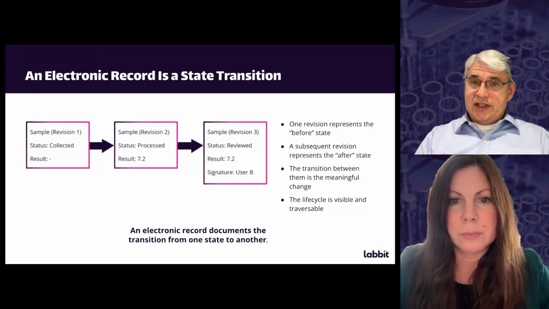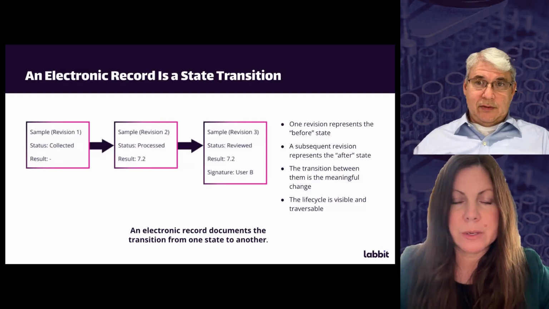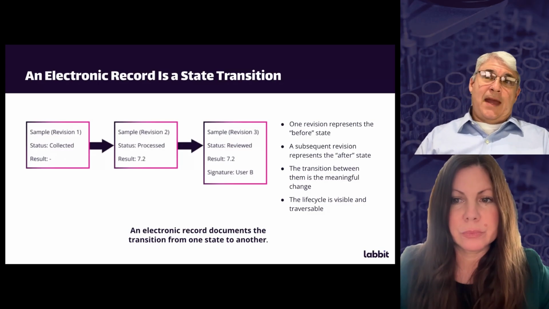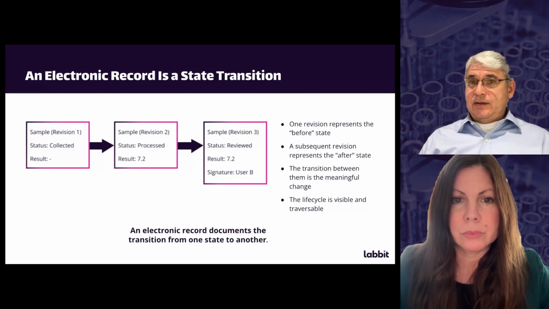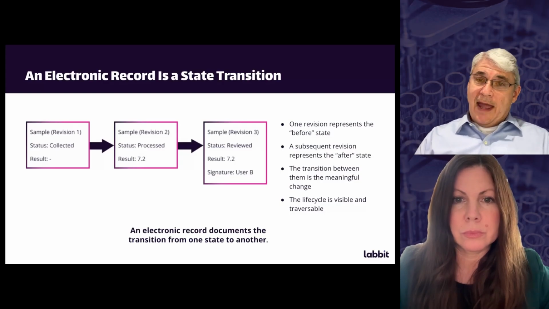And it's that transition which is so powerful about the way that a graph database tracks this and the way that it maps electronic records. That's the transition that we care about. That's the way that life cycle is maintained within the database. And that is exactly what an electronic record must preserve.